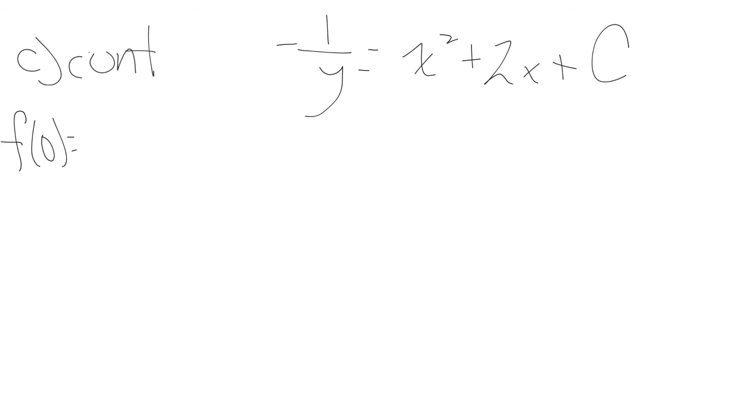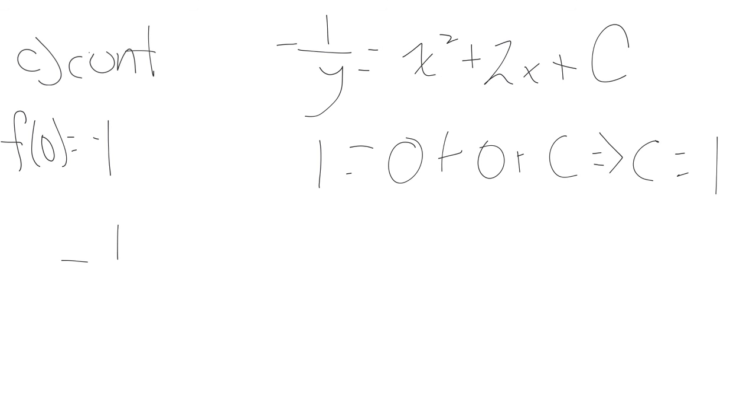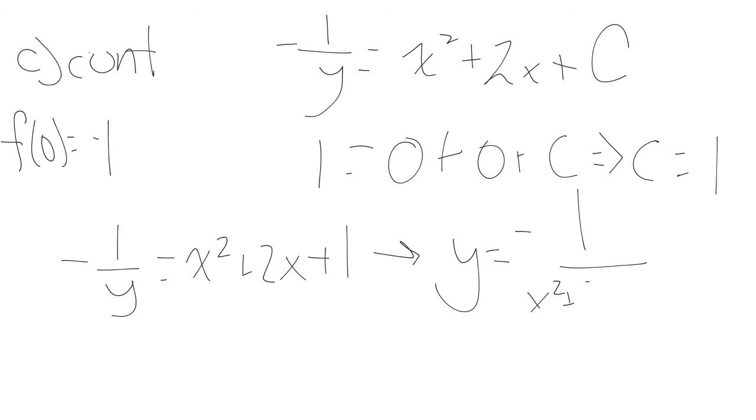Okay, so the integration of that should be negative 1 over y equals x squared plus 2x plus some big c. Now remember, we have f of 0 equals negative 1, so when I plug that in, I have 1 equals 0 plus 0 plus c, so c equals 1. So I have negative 1 over y equals x squared plus 2x plus 1. Flip that all over and negate it. We have negative 1 over x squared plus 2x plus 1. And we can factor that if we really, really want to, which becomes negative 1 over x plus 1 squared.